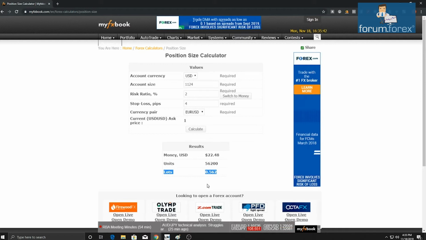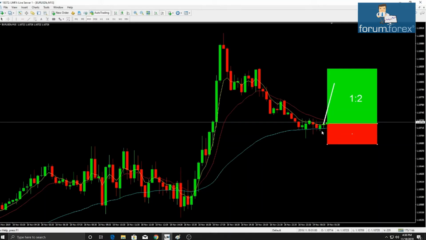Okay? So in this example, again, you're risking 2%, $22.48, and your lot size is 5.5 minis, or 0.56 would be the lot size that you would put in. You always round this last number to the downside. Okay, I don't care if this says 0.69, you don't put 0.57. You put 0.56. Okay, you always round it to the downside. So that's an example of a scalp, and again, all you're going to do is put your own values.